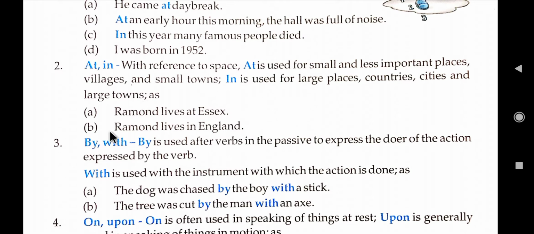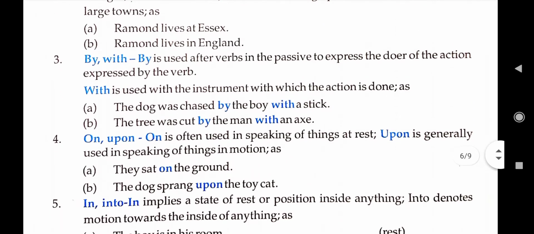Now see the example. Raymond lives at X. So that is a small town in England, so we used at for that. Raymond lives in England. So we know that England is a country. It is a famous specific country. So we use in for a bigger space. Now move on to the third.